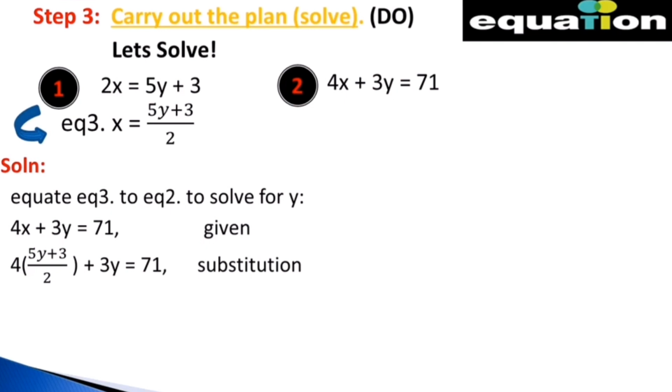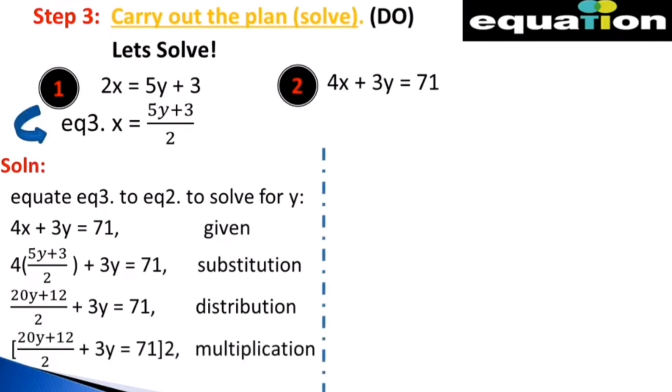Right after that, we're going to distribute 4 on the terms inside the parentheses. We call it distribution. So 20y plus 12, and everything else retains. It's hard for us to solve an equation if there is a denominator, so it's best to multiply all of the equation by 2, that is by multiplication, in order for us to remove the denominator of 2. So we now have 20y plus 12 plus 6y equals 142, by simplification. We're going to transfer the constant, which is 12, to the other side.